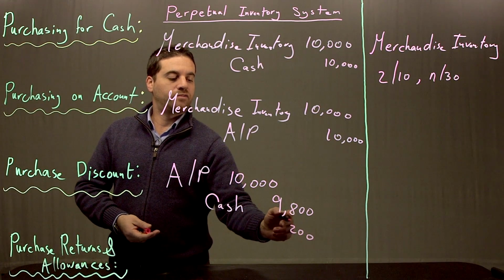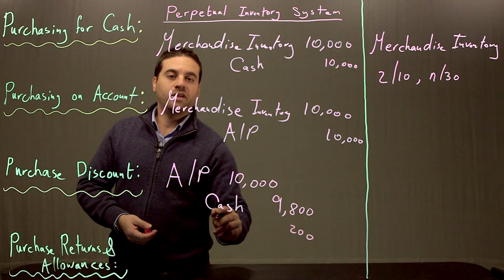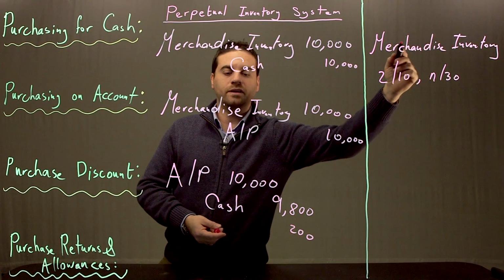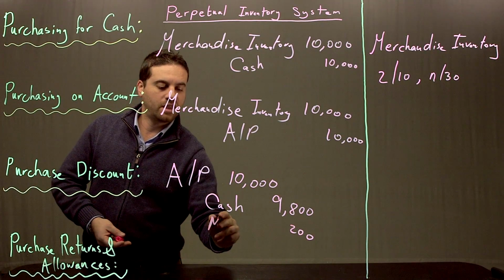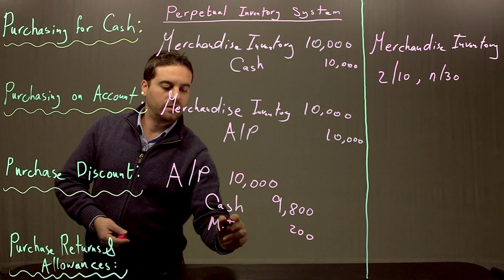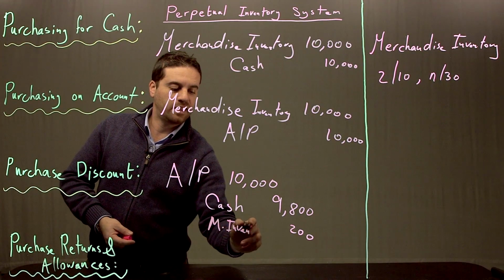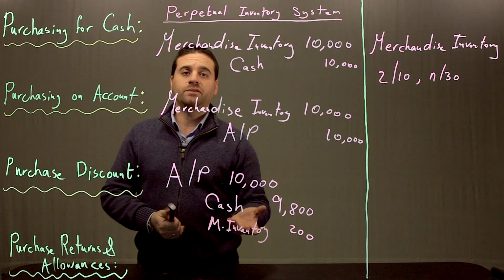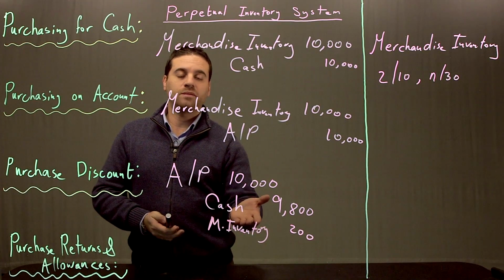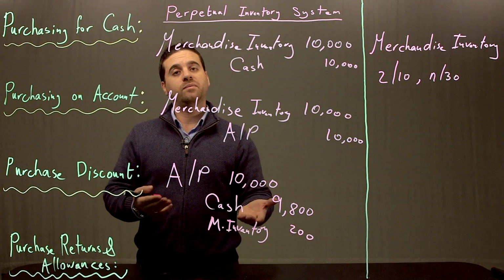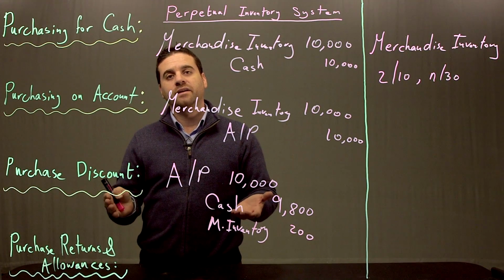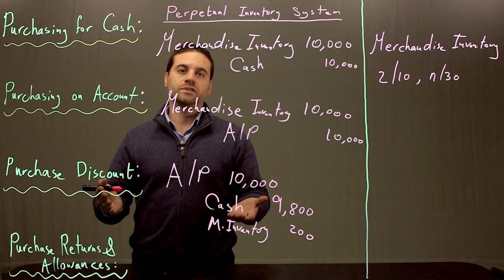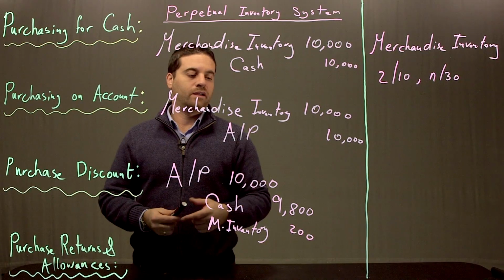Okay, so you will have a $200 discount, and the name of the account that we will use for the discount is also the merchandise inventory. Okay, we're not going to say discount or anything like that, so we will just use that same account. Now someone might think, why do we have to decrease the merchandise inventory? If I'm crediting merchandise inventory, that means I'm decreasing it. Well, remember that we're not decreasing the quantity for the merchandise inventory, we're just decreasing the cost of that merchandise inventory. Okay, we're decreasing it by $200.